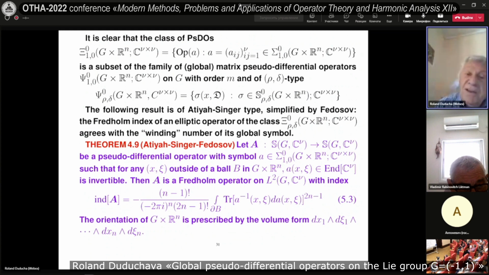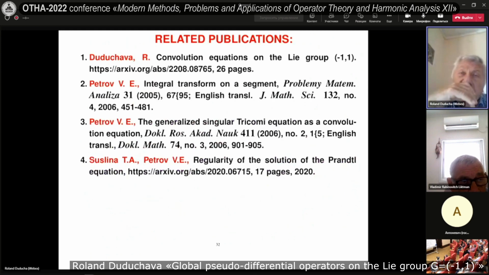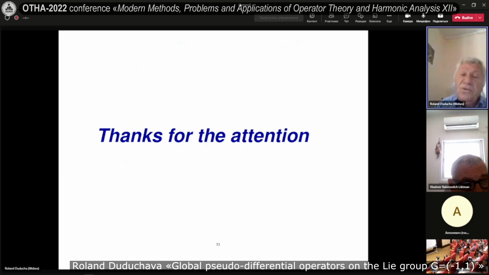Yes, related papers. My paper about convolution equations on this Lie group is probably not published, but it is on arXiv. Its references are here. And I mentioned Petrov's paper and Suslina-Petrov's paper also. The references are here. As I told you, they considered these integral equations and defined this Fourier transform for the interval and applied them to problems of mathematical physics. Thank you for the attention.